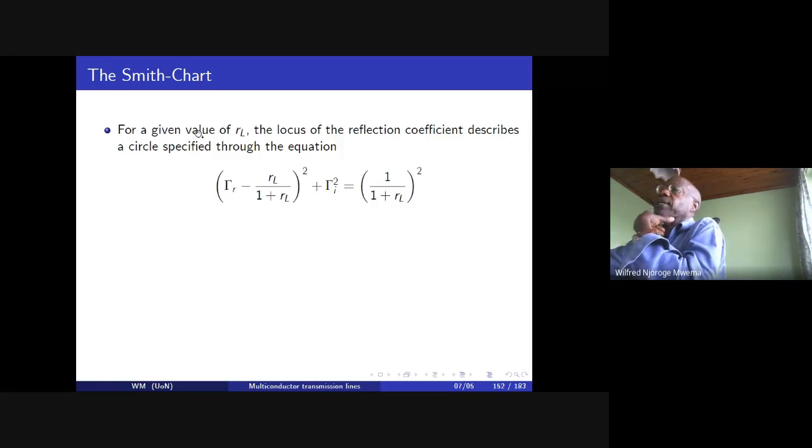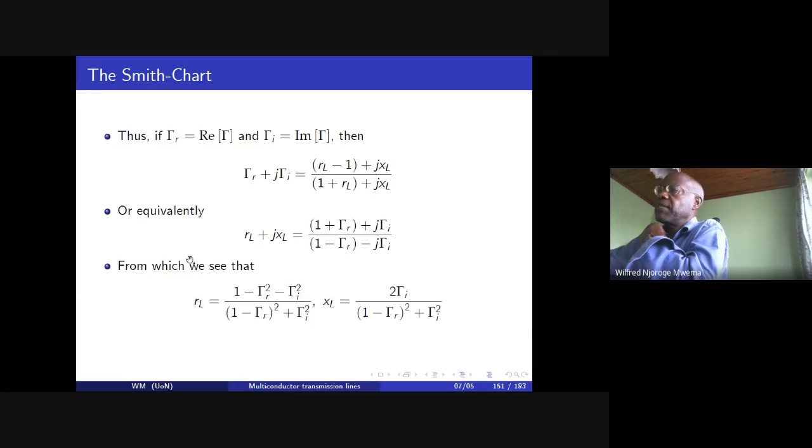So for a given value of RL, the locus of the reflection coefficient will describe a circle that is specified through the equation (gamma R minus RL over 1 plus RL) all squared plus gamma I squared is equal to (1 over 1 plus RL) all squared. This is obtained from this equation here. That is, we can express this in terms of the equation of a circle of this form.